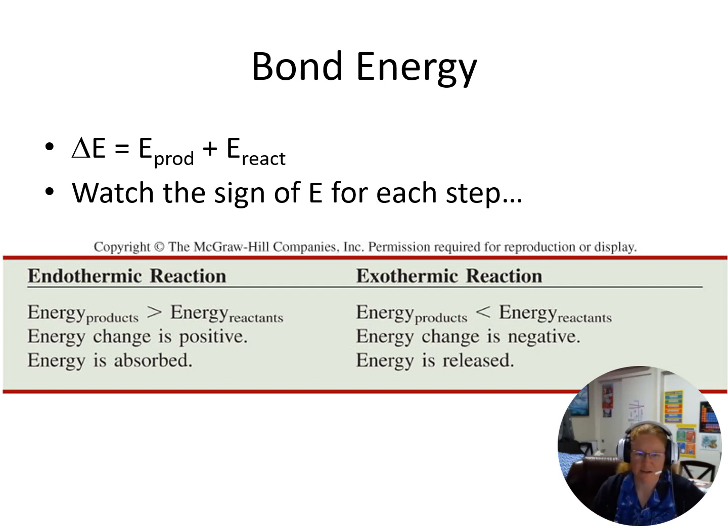So again, endothermic, the energy of the products is greater than the energy of the reactants. Exothermic, energy of the products is less than the energy of the reactants. So endothermic, positive energy change for the system, energy is absorbed. Exothermic, negative energy change for the system, energy is released.